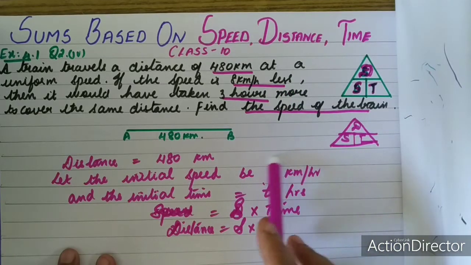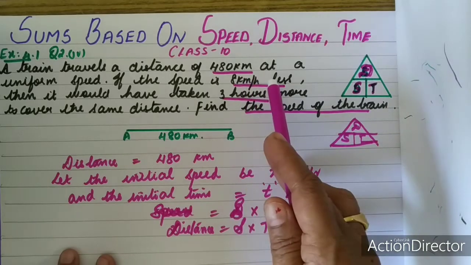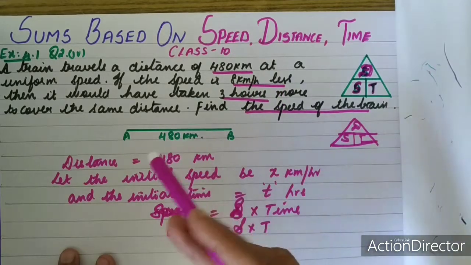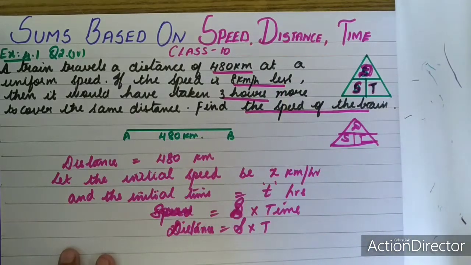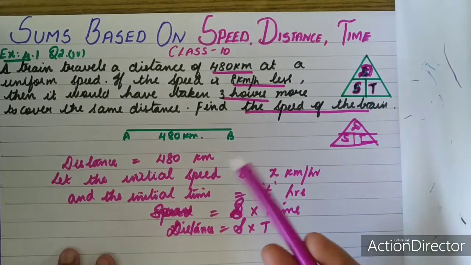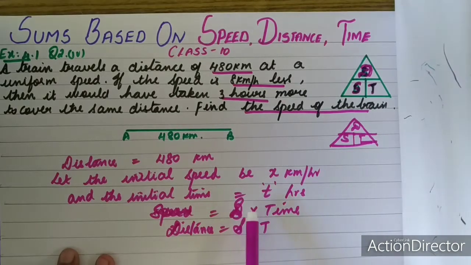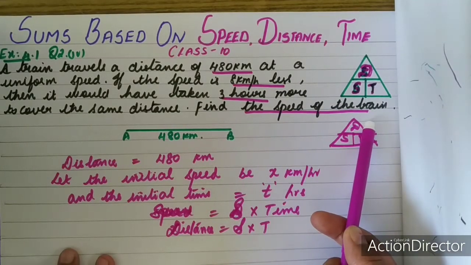Now from the original speed, the speed has been reduced by 8 km per hour. If it is reduced by 8 km per hour, the same train is taking 3 hours more to reach the same destination point. Naturally, if the speed of the train is reduced, the time taken by that train to reach that point will also be more, because you take more time to reach the point when you reduce your speed. So let us do this sum and find the speed of the train now.